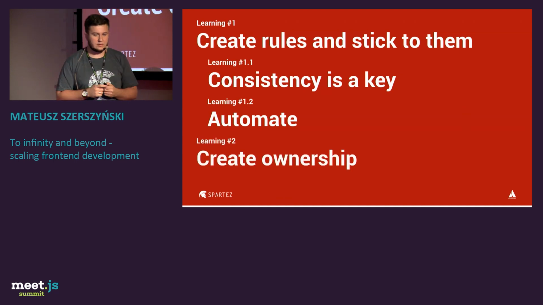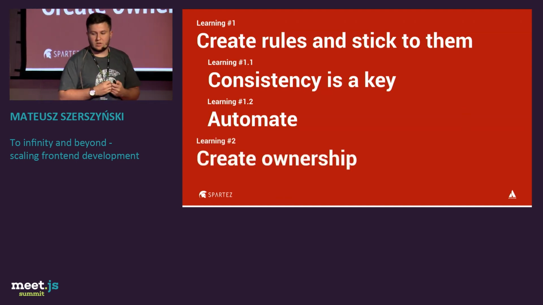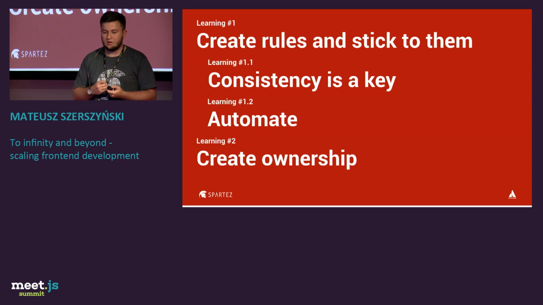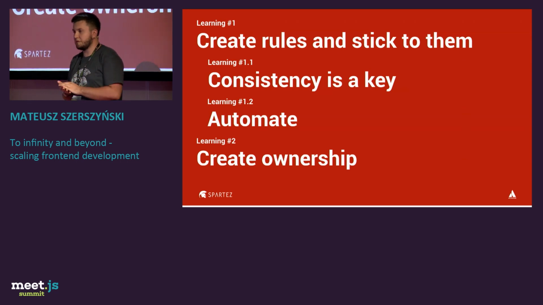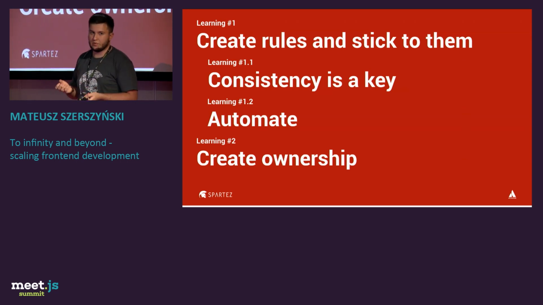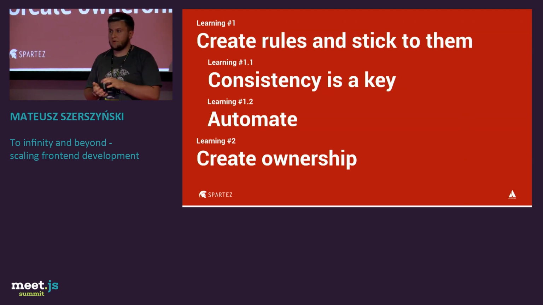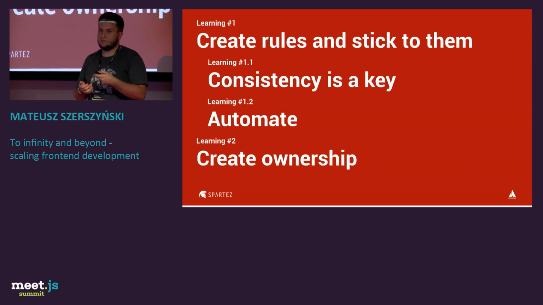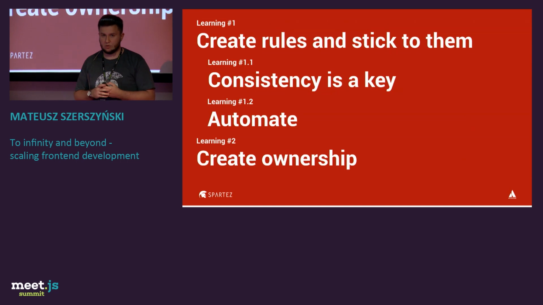And the last thing is about creating ownership. So if your code has already an owner, it's good because there is a person who is responsible for it. And if there is a problem, you may simply ask for it, and you may ask if you should fix it or not. So creating ownership implies the fact that you simply take care of the code.